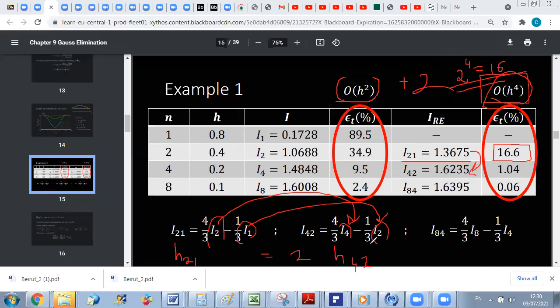So this is why it's reasonable to consider that I will now obtain an error that, when going from one stage to the other, will be divided by 16, because now my error is proportional to h to the power 4. So it's of order 4. Okay. And now, as you can see, also when going from I42 to I84, I'm nearly dividing the error by 16. From here, the high accuracy of Richardson extrapolation.